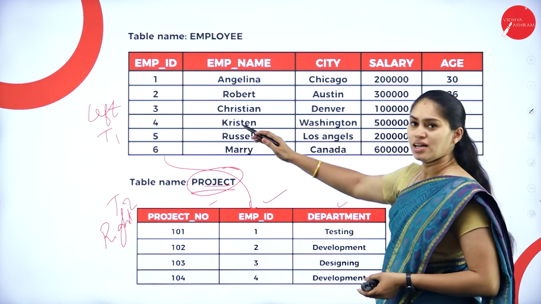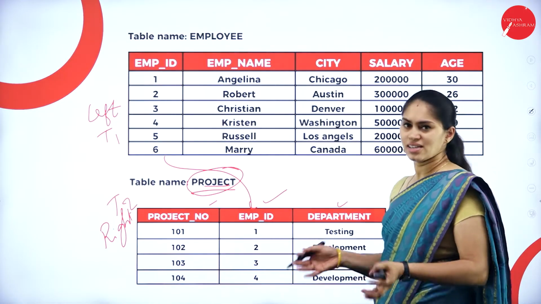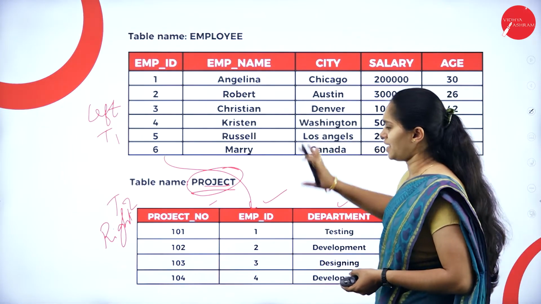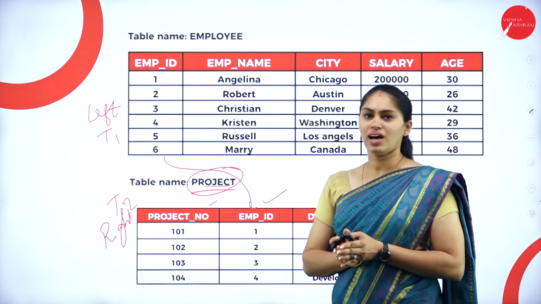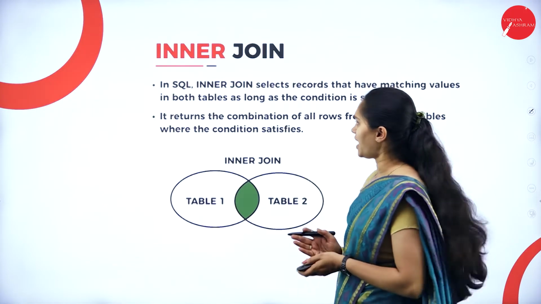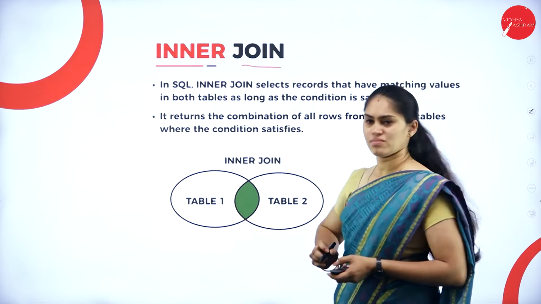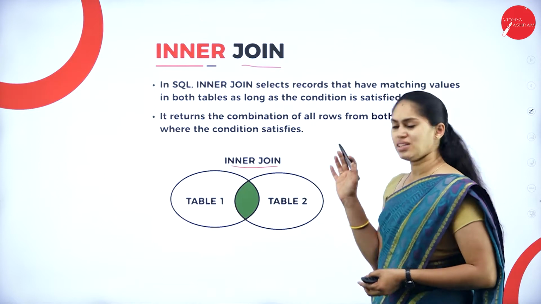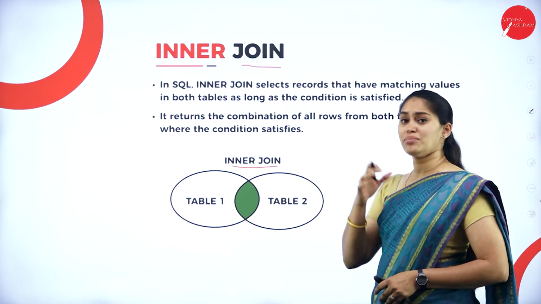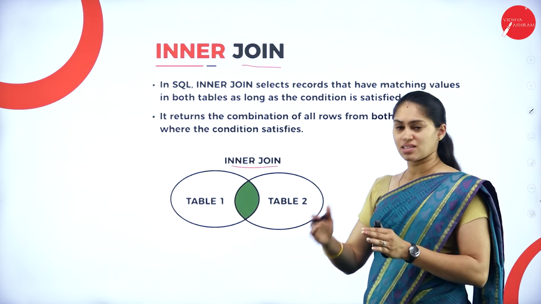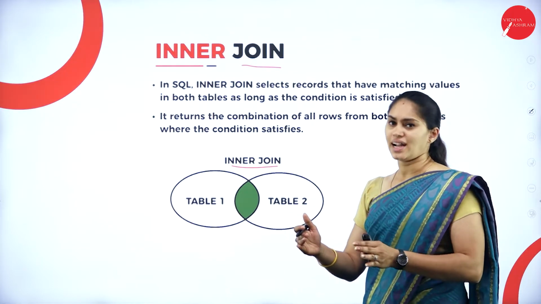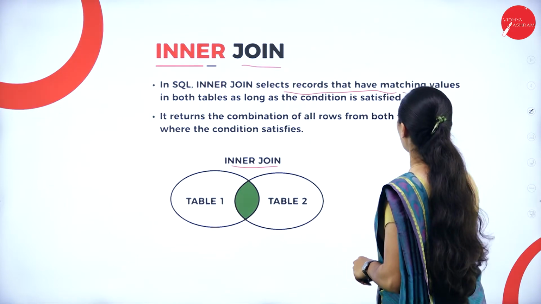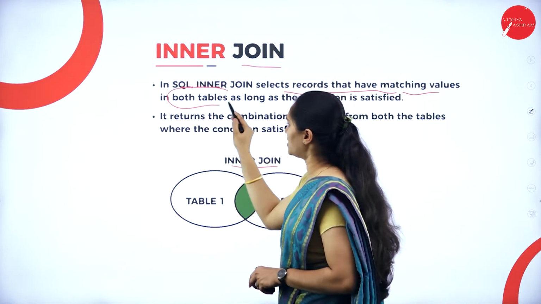Both the employee and project tables are interrelated to each other. By making use of this employee table and project table, we are going to perform the different types of join. In that, first we have an inner join. So already you know about inner join, right? Here you need to understand, when we perform this inner join, it will just return the matching values from both the tables, from the left table as well as from the right table, or table 1, table 2. So it will select the records that have matching values in both the tables.